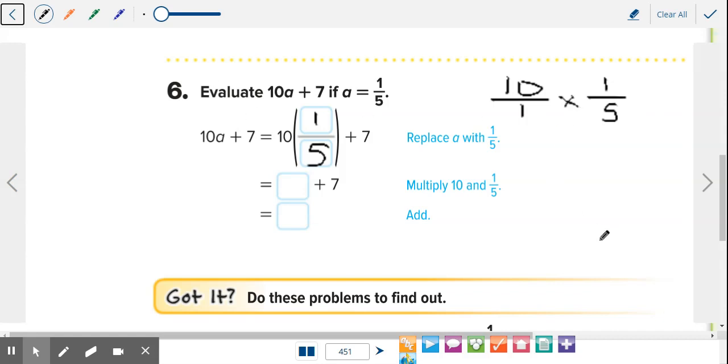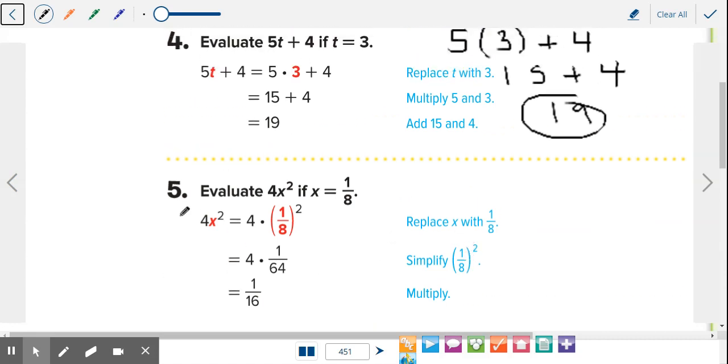What do we get? You can simplify before you multiply. So what can we take out of both of these? 5. So this is 2. That's 1. So then what's our answer going to be? 2. So now we have 2 plus 7, which is 9.